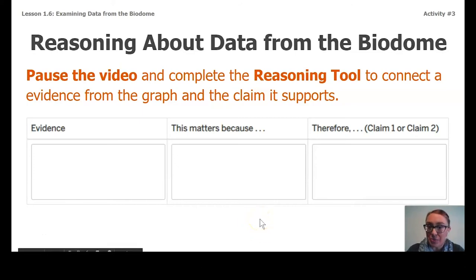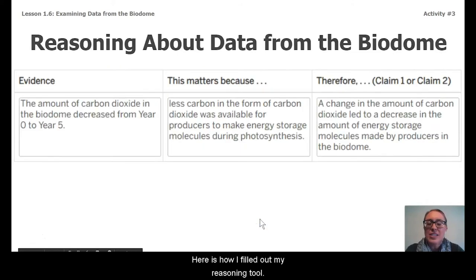So how did you do? Here is how I filled out my reasoning tool.